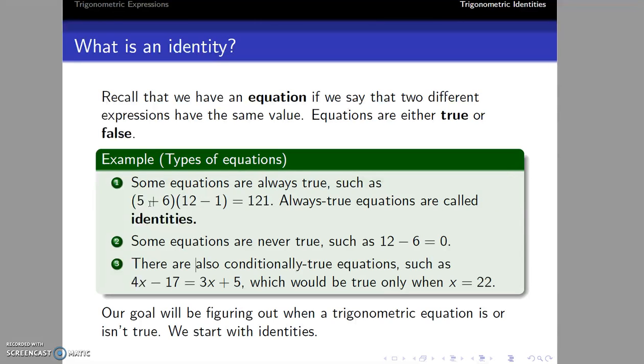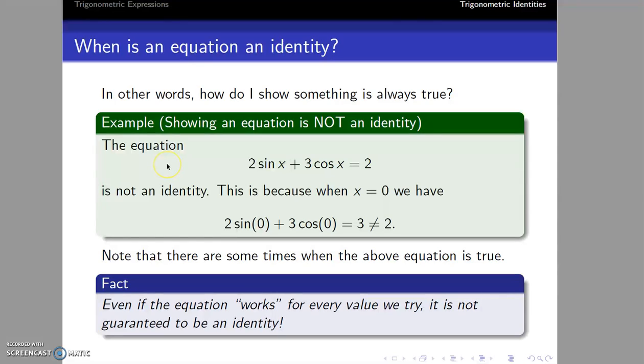How do we show something is an identity, and how do we show something is not an identity? For starters, it's actually easier to show something is not an identity than it might be to show that something is an identity. If you want to show something is not always true, all you have to do is find one time when it doesn't work.